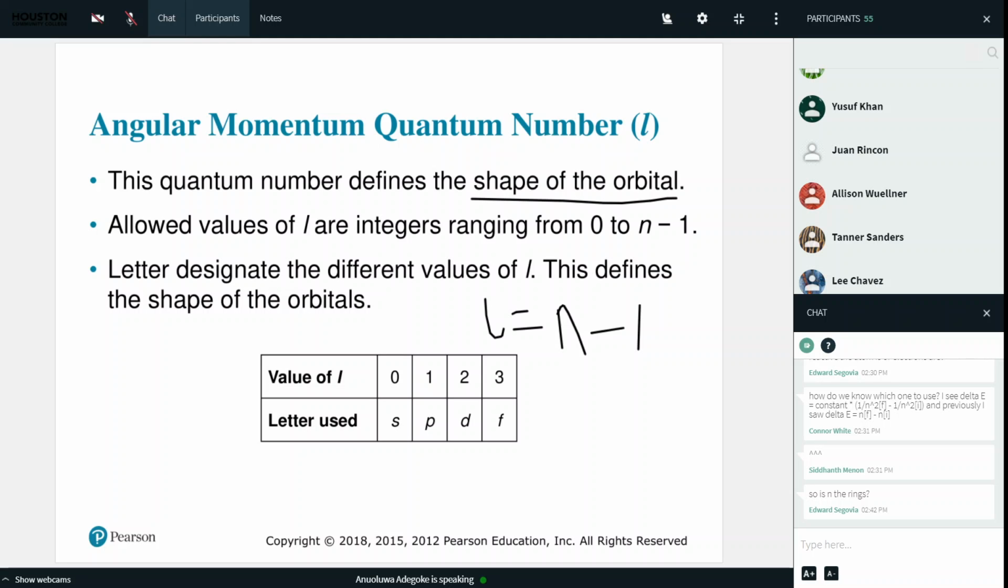So L basically tells us the shape of the orbital. If L is 0, the orbital is s, and the s orbital has a spherical shape. If L is 1, it is a p orbital, and we're going to see the shape of the p orbital, the dumbbell shape. If L is 2, the orbital is d, and if L is 3, the orbital is f. So what you should know is that L equals n minus 1.